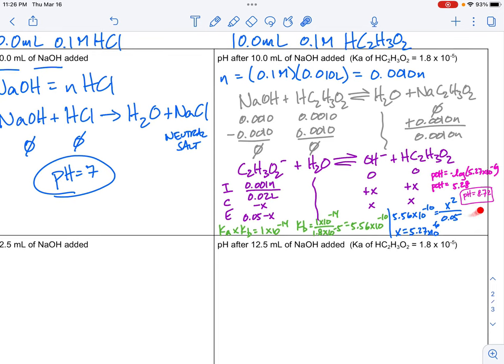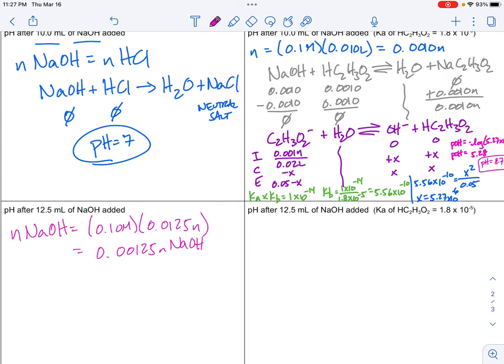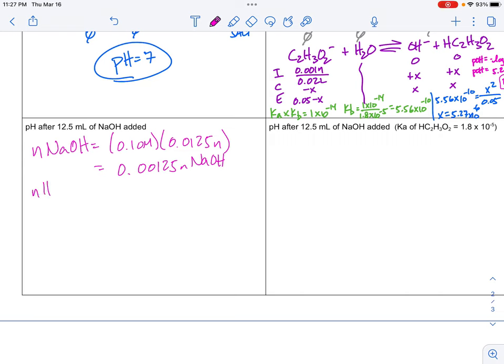Next thing we need to look at is past the equivalence point, and that is going to be looking at when we have 12.5 milliliters of our 0.1 molar sodium hydroxide. And so our moles of NaOH, we can calculate: 0.1 molar times our volume, 0.0125 liters, gives 0.00125 moles of NaOH. Our moles of acid from before, when we calculated it, was 0.001 moles of our HCl.